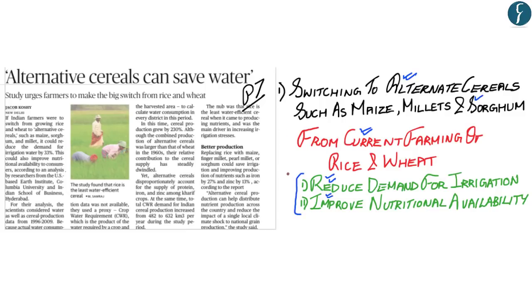So if a question is asked on how to reduce the demand for irrigation water in Indian farming, or if a question is asked as to what steps can be taken to improve the nutritional availability to Indian consumers, in both of these questions, you can answer by stating the fact that switching to alternate cereals such as maize, millet and sorghum from the current farming of wheat and rice would first reduce the demand for irrigation water and secondly improve the nutritional availability to Indian consumers. And so now with this, let us move on to the next article.